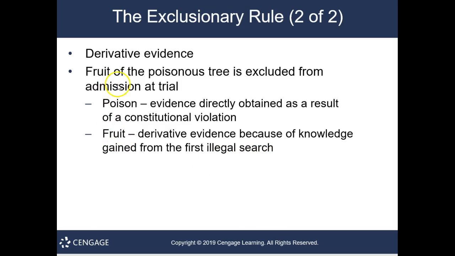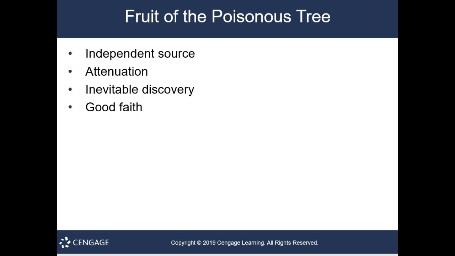So, in essence, poisonous tree means it's coming from a constitutional violation, and the fruit is the derivative evidence that came from the original illegal search or illegal police activity, whatever it may be. By the way, it's not limited to searches. If police beat somebody into a confession, that will be excluded under the exclusionary rule also. And if there's something that comes from that confession, most possibly, that will be fruit of the poisonous tree and will not be allowed in also.